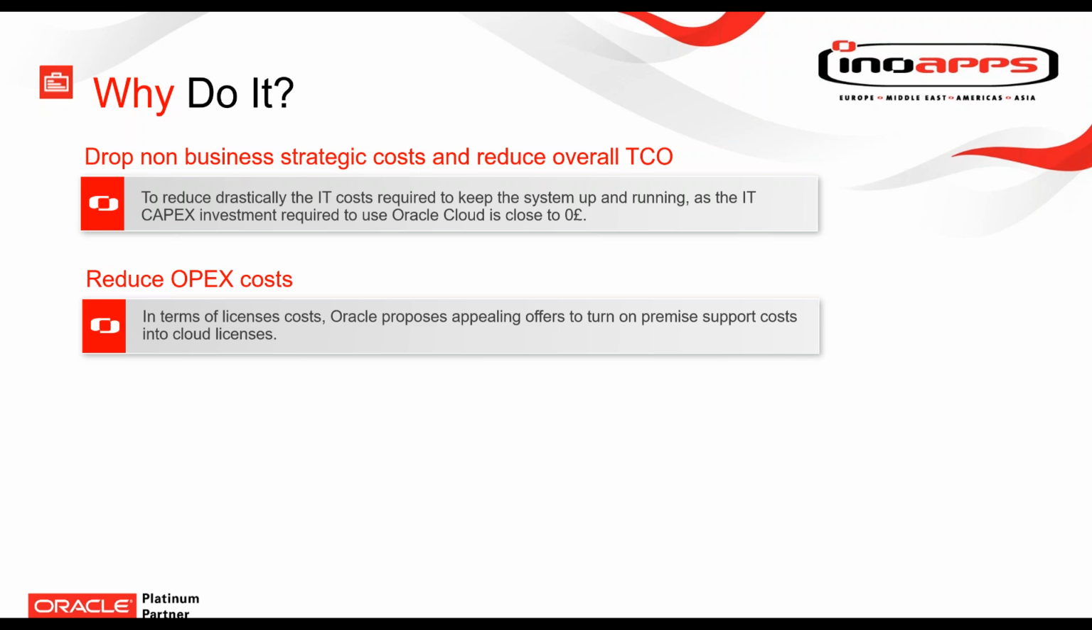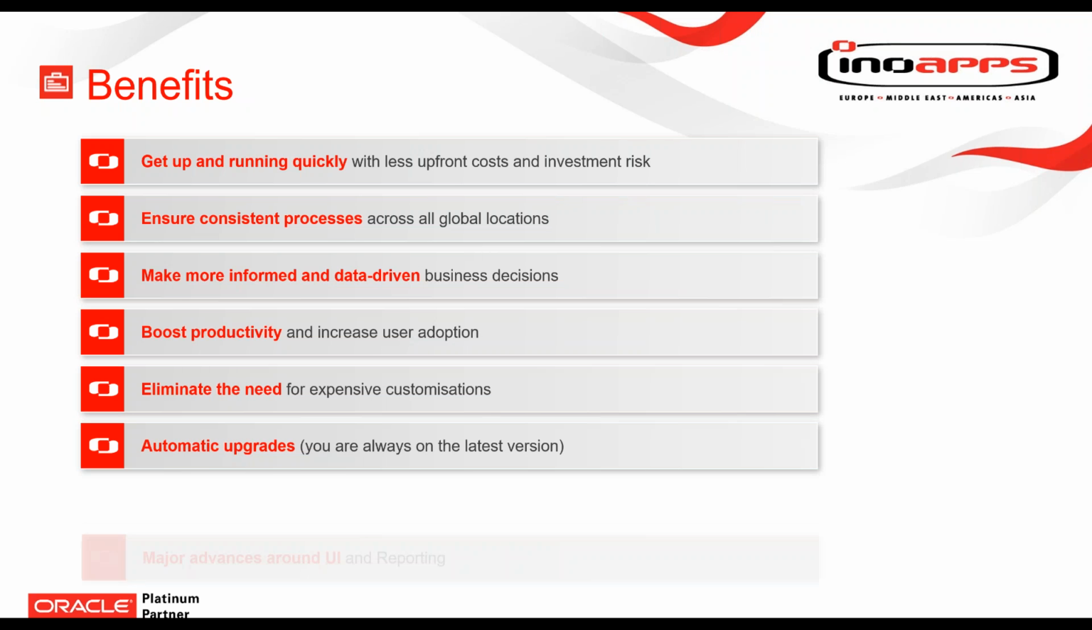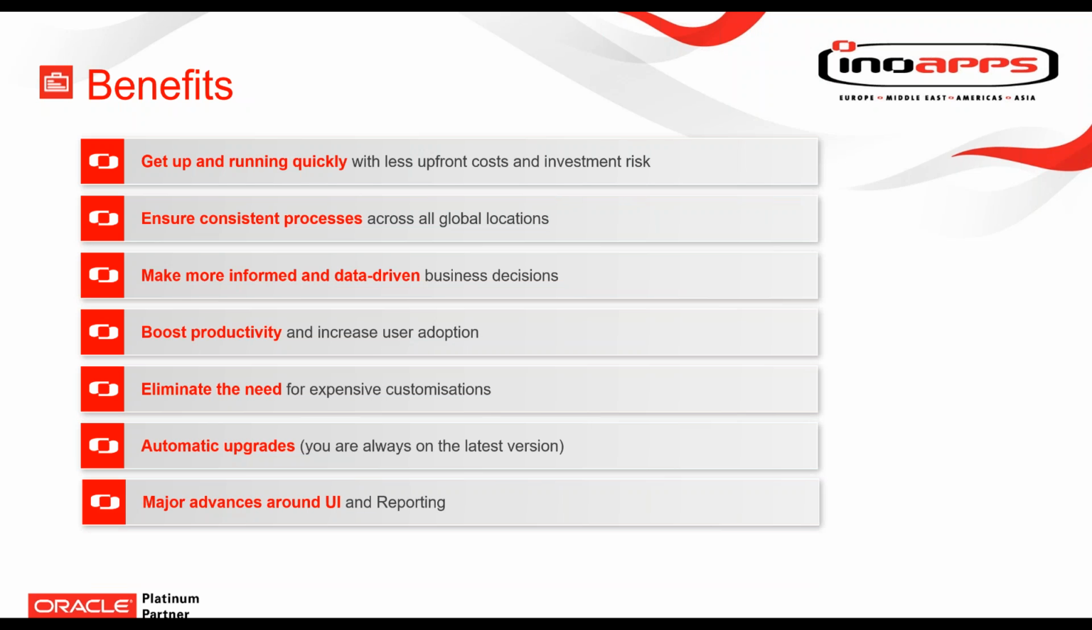Reduce TCO. I'll talk a bit about TCO and some examples later. But typically, unless you're in the industry, your business is not an IT company. So it's non-business strategic costs that you're incurring if you are the people taking the responsibility for keeping the lights on. Benefits, obviously, get up and running quickly. Absolutely make more informed data-driven business decisions by the fact that you've empowered the end users to use the data.